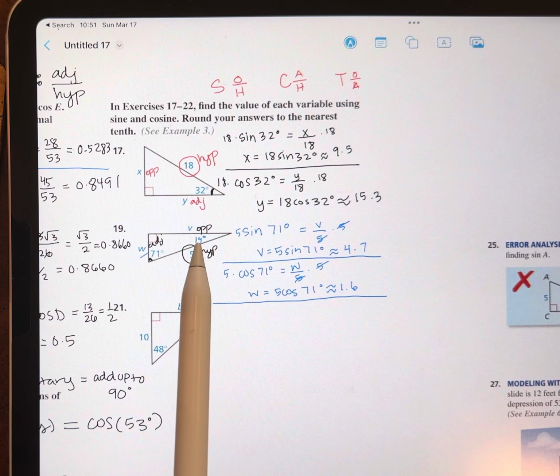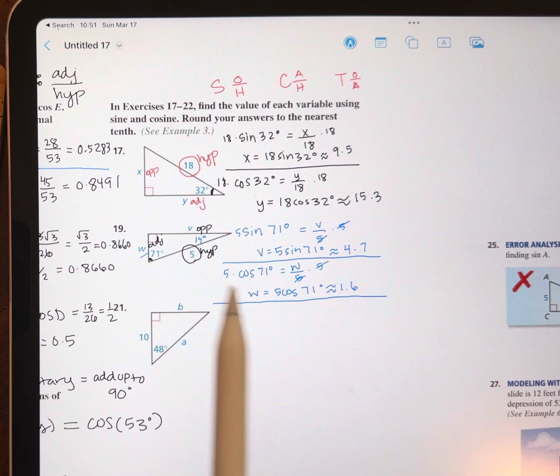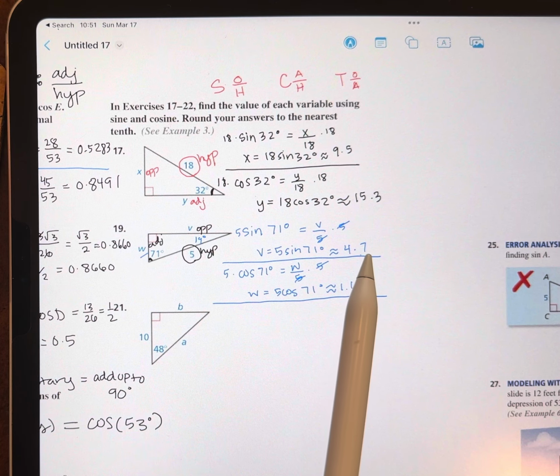Okay, this angle is far smaller than that 71. So the side across from it should be far smaller than the side across the 71. Check to see if it makes sense.